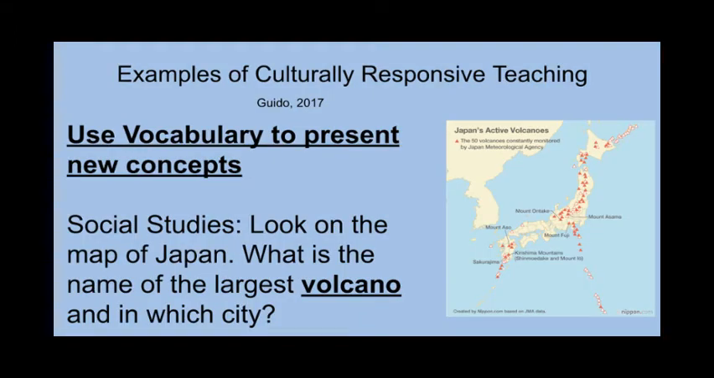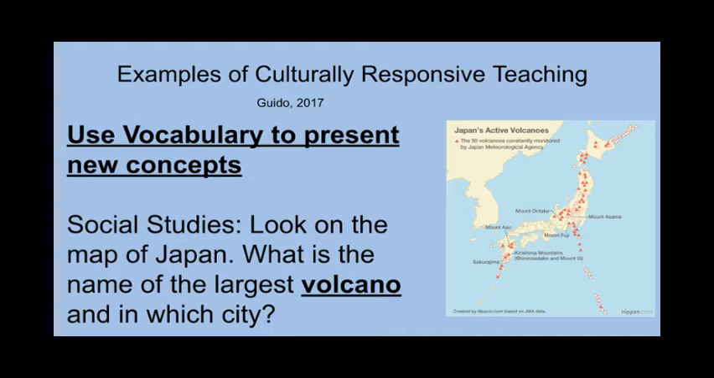Another example of CRT is to use vocabulary to present new concepts. In social studies, the question would be, look on the map of Japan. What is the name of the largest volcano and in which city? So here we're looking to broaden the horizons of all of our students and looking at a volcano in Japan versus something in maybe Hawaii or somewhere closer by.